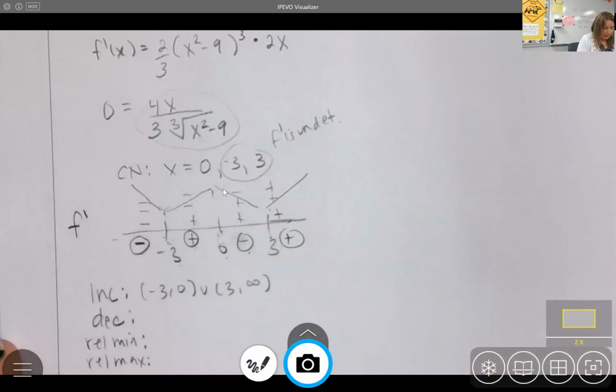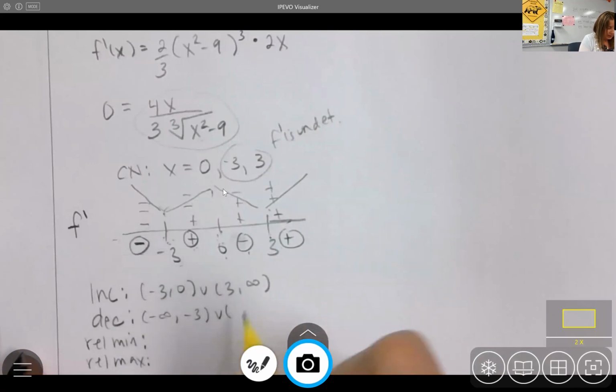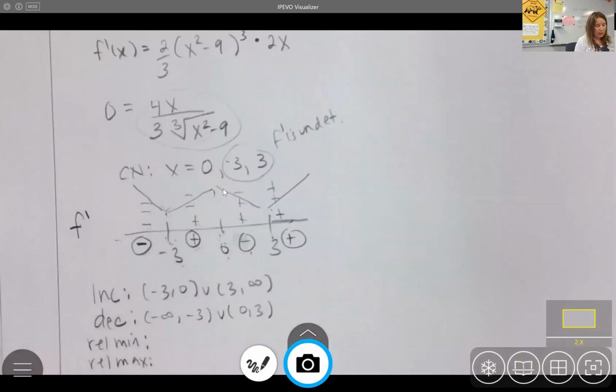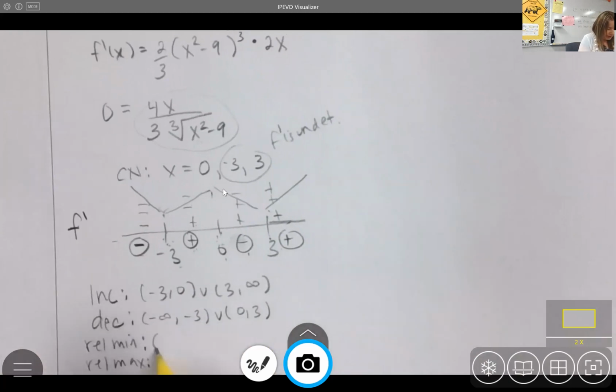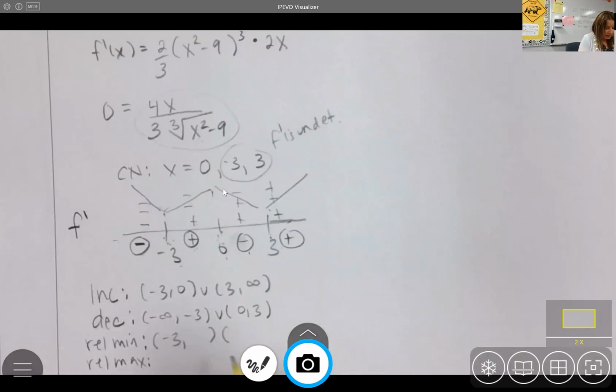Okay, and then it's decreasing where the slope is negative, so -infinity to -3 and 0 to 3. And I hope you can understand that connection of why that's going to decrease: if I know the derivative at that point is negative, and the derivative stands for the slope of the tangent line, so if I continue to draw little tangent lines, they would be negative, okay? Then our relative min is going to occur at -3, and I need to plug that into the function and see what it is, and +3.